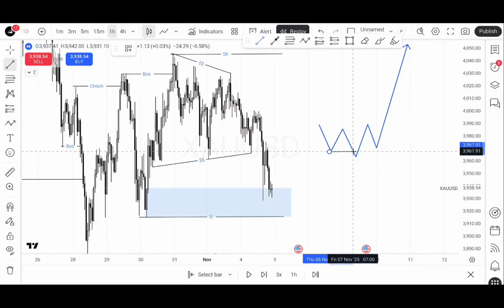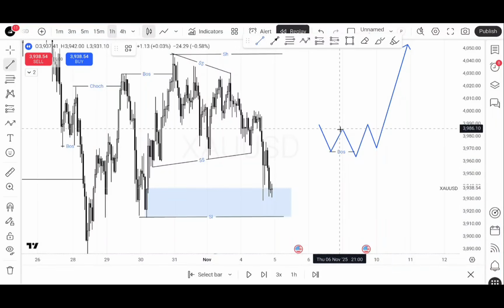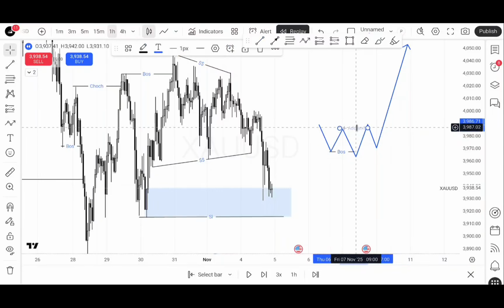I want to see a break of structure to the downside. We're looking forward to take buys. So I want to see a break of structure here. Then after that, I want to see a change of character.